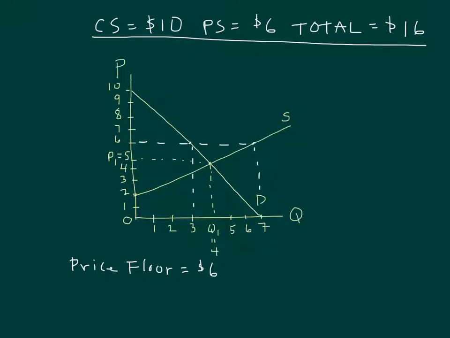Now, at this price of $6, suppliers are very happy with this and would be willing to supply actually 7 units of this product. Consumers, on the other hand, are only willing to purchase 3 units of the product at a price of $6. Okay? Therefore, we have what is known as excess supply or surplus.